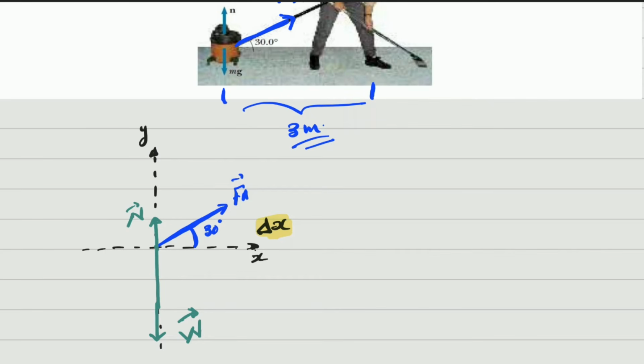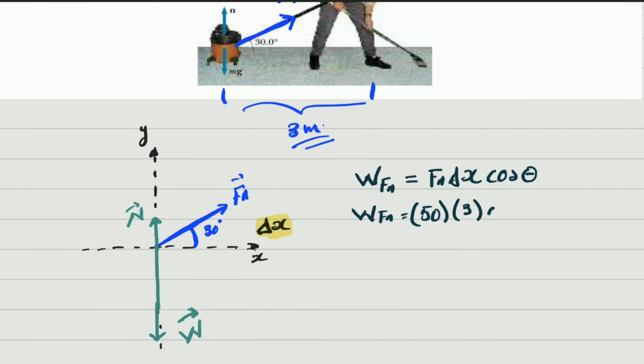Okay, now they ask you to calculate the work done by the applied force, guys. If we apply the definition here, the work done by the applied force, I'm going to write it like this so we know the work I'm calculating is for the applied force, is equal to the product of the applied force multiplied by the displacement multiplied by the cosine of theta. Theta is the angle between the applied force and the displacement, and as you can see here it is 30 degrees. So this is quite simple, guys. The work done by the applied force is equal to 50 multiplied by 3, which is the displacement, multiplied by the cosine of 30 degrees, which is the angle between the displacement and the force.